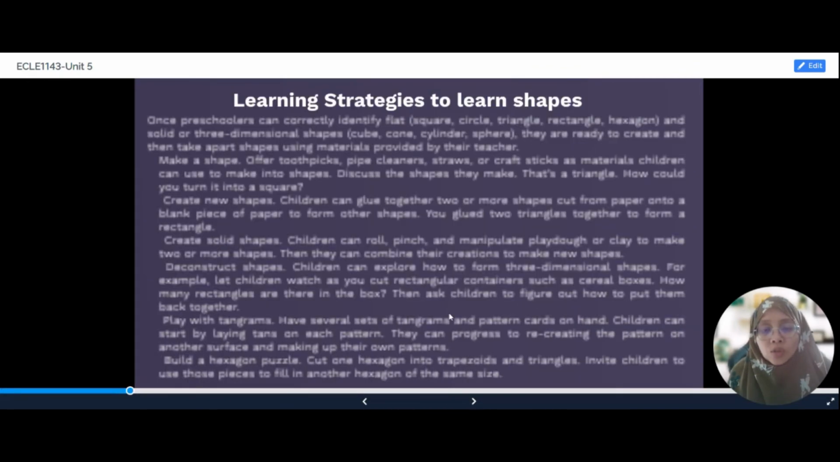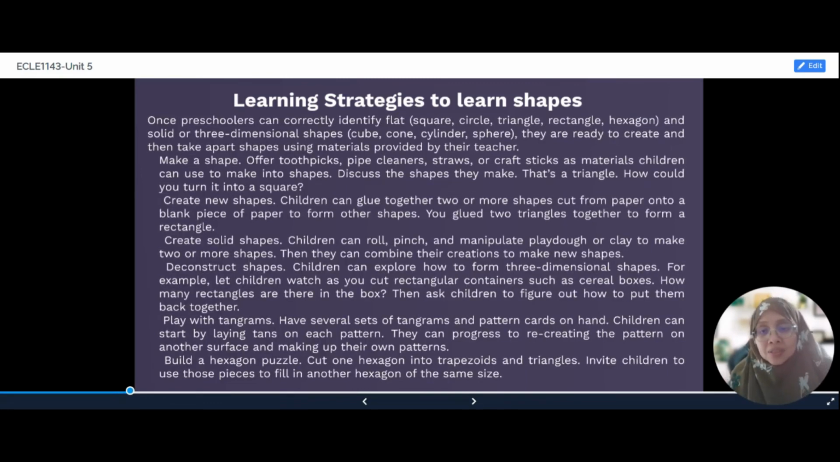Wait a moment, there's one more slide. Once preschoolers can correctly identify shapes, then you can ask them to create and uncreate the shapes. For example, like what I've mentioned just now, play with tangram, how to make a square from two triangles. Or you can decompose a square by cutting it in half and then it becomes two rectangles, for example.